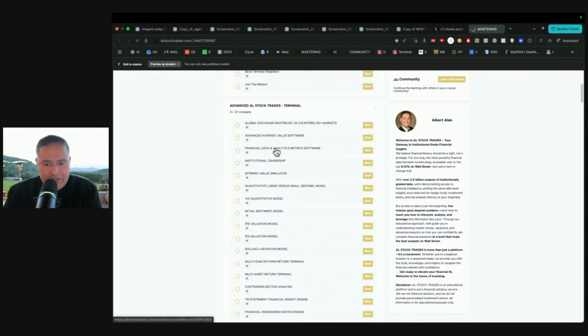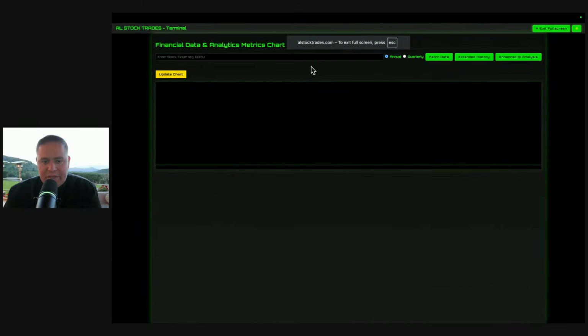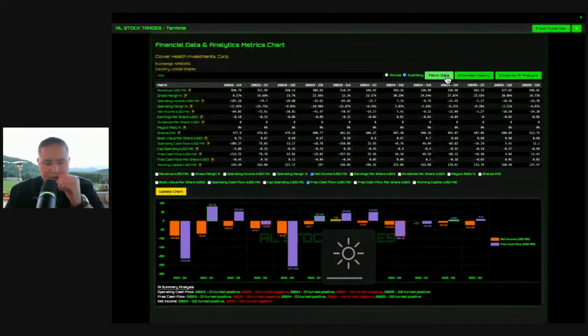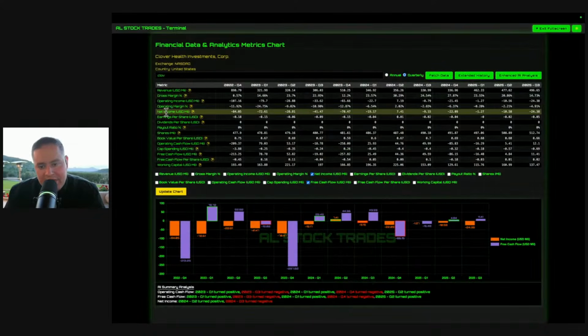Let's open up the financial data metric software, and let's put in CLOV. You put in CLOV, you instantly get the data. You go to get the quarterly here, and you fetch the quarterly. Look at the net income.